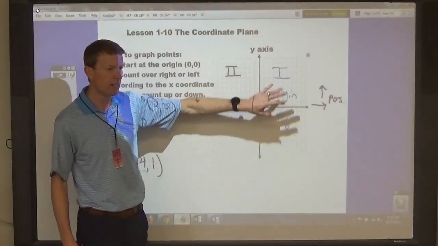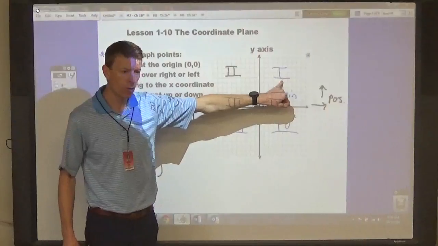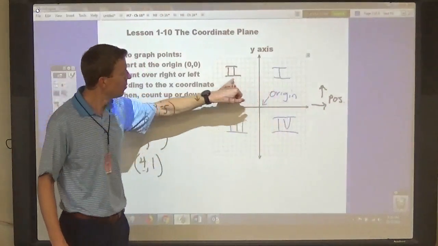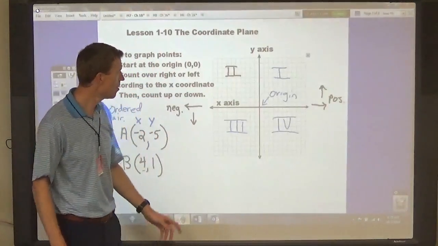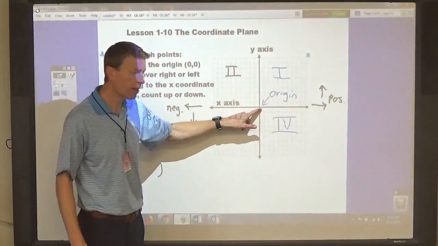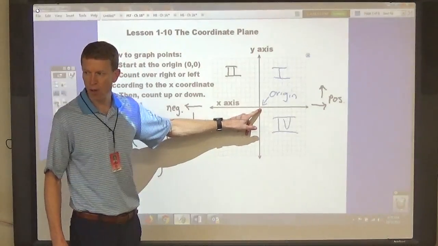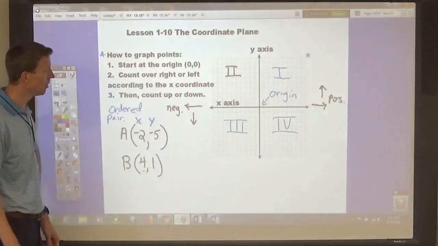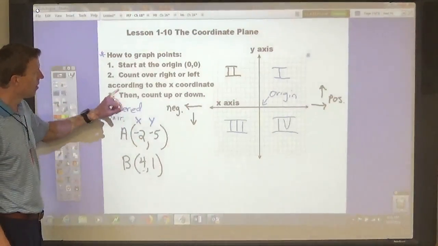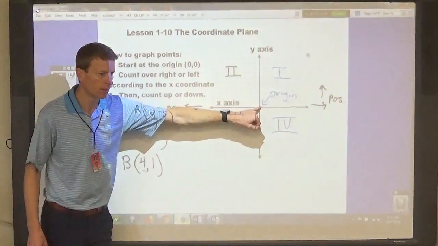It divides this into 4 quadrants, they're called. And they're labeled with Roman numerals. 1, 2, 3, and 4. Then, the middle where they intersect is called the origin. And that marks 0, 0. So each of the lines are labeled. And when you're graphing, you start at 0, 0.